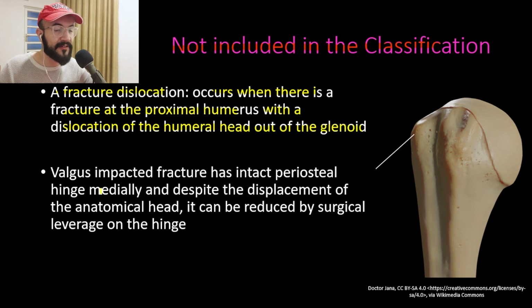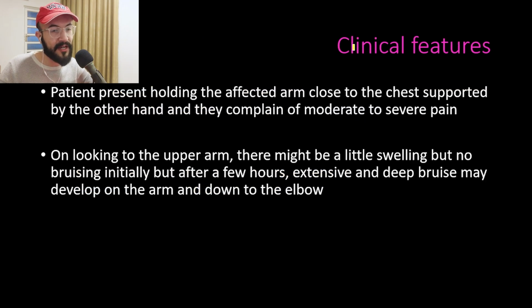And we also have the valgus impacted fracture, which has an intact periosteal hinge medially. So in the valgus impacted fracture, the medial hinge of the humerus is intact, as you can see in this picture. And despite the displacement of the anatomical head, it can be reduced by surgical leverage on the hinge.